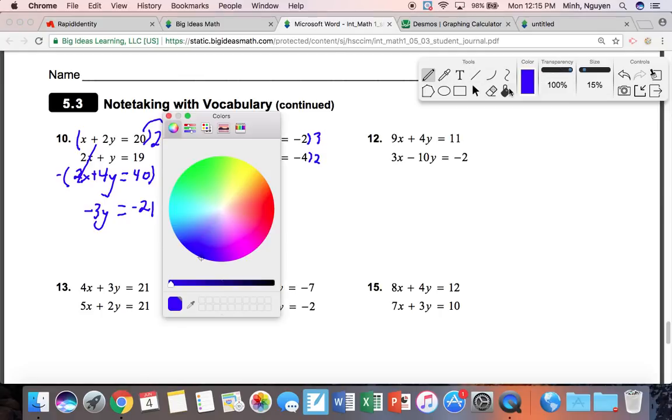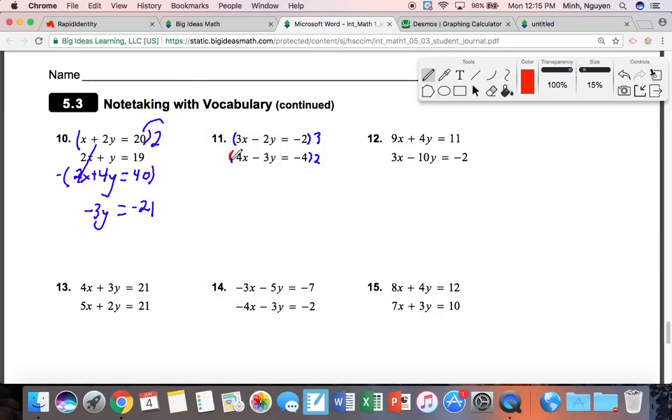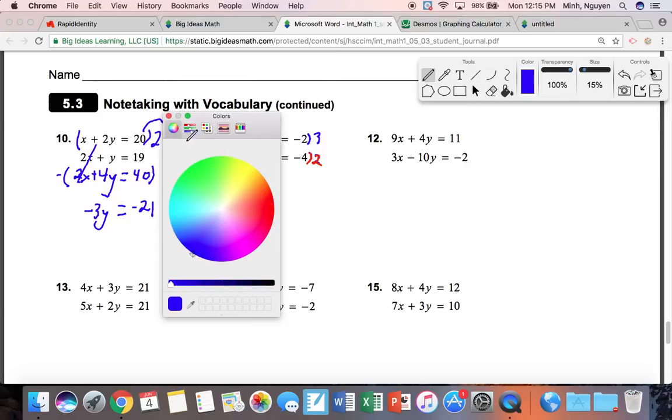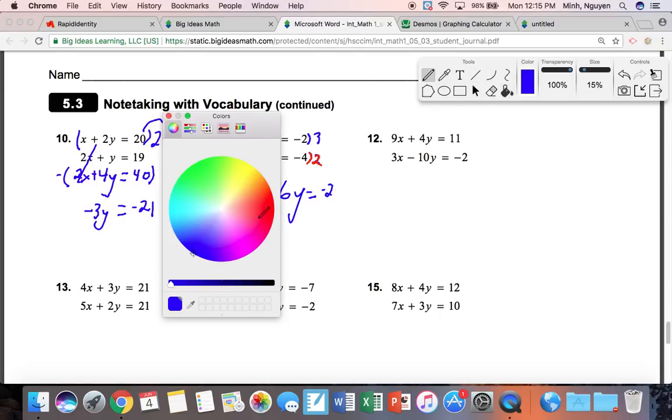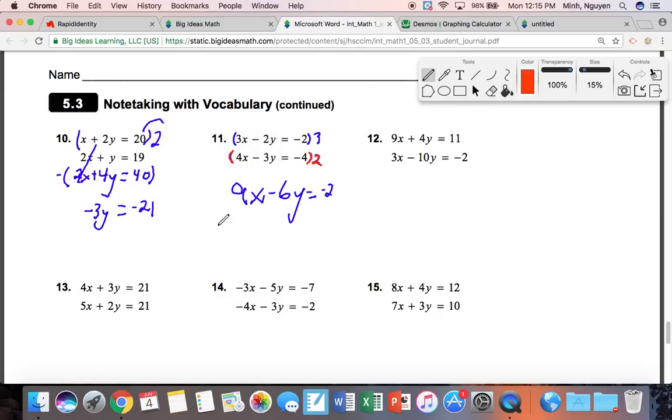So first I will do this actually in different colors so that you can differentiate. So I'll multiply this one by 2. I'll do the blue one first. So 3 times 3x is 9x minus 6y equals negative 2. And then I have 8x minus 6y equals negative 8. Don't forget to multiply by the last term.